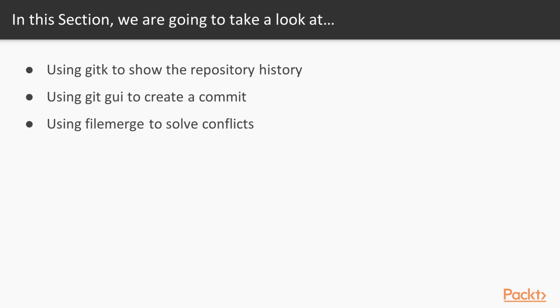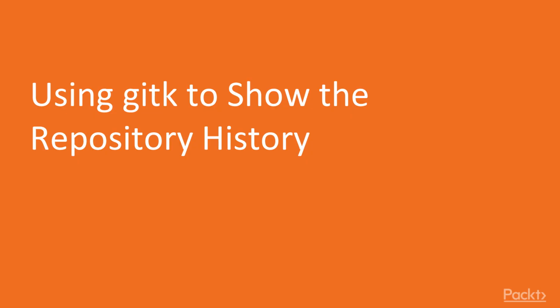We will talk about the git GUI, and we will see how we can use git GUI to create a commit and see the difference between your working copy and the stage area. And at the end of the section, we will use a file merge to better understand and to solve a conflict. So let's start talking about gitk.